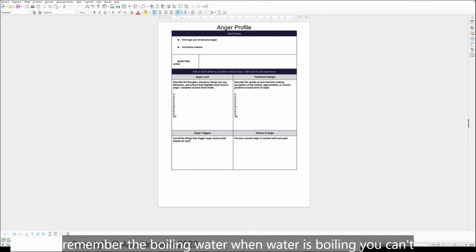Remember the boiling water. When water is boiling, you can't see the reflection clearly. So we want to wait until the water's very calm again, right? So we don't see the market clearly. We perceive it differently. Maybe I'll do something that I don't mean to do when I'm angry, etc. That is our logic. Then right here, we have our anger level and technical changes.